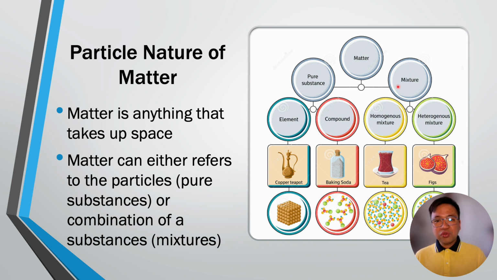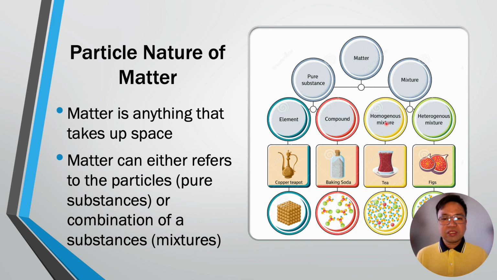Mixtures are made up of two or more substances, physically combined, not chemically. That's the difference. So you can see different components in a mixture. There are two types: homogeneous mixtures and heterogeneous mixtures.